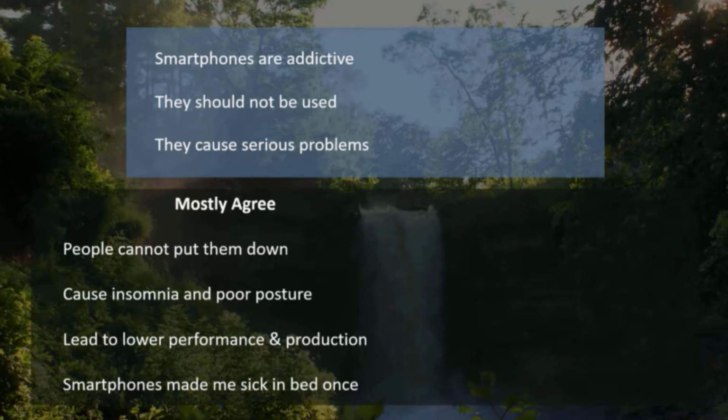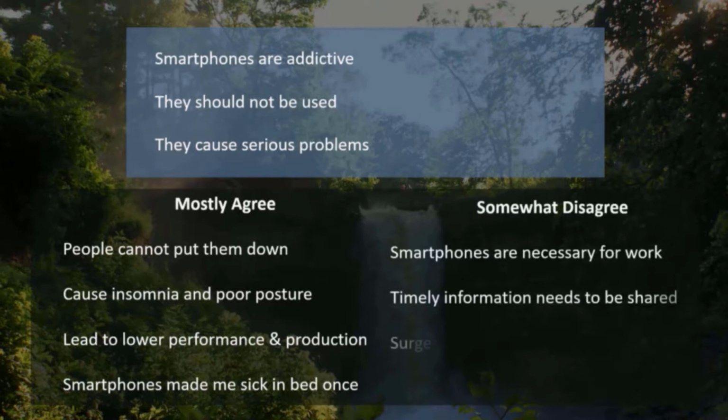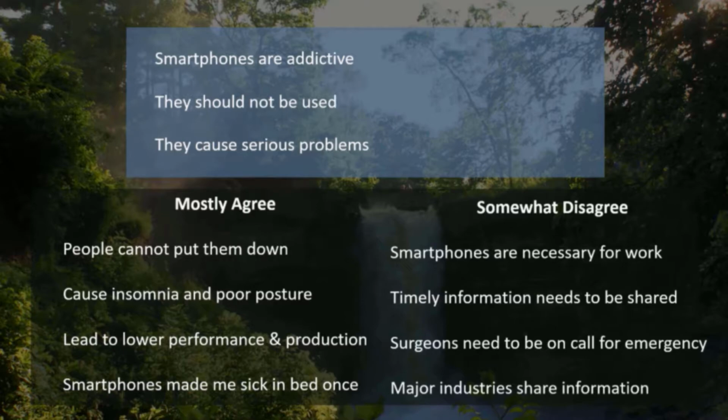So now I'm going to go into what I disagree with and ideas related to what I disagree with. So, somewhat disagree. Smartphones are necessary for work. Timely information needs to be shared. Surgeons need to be on call for emergency, and major industries share information.